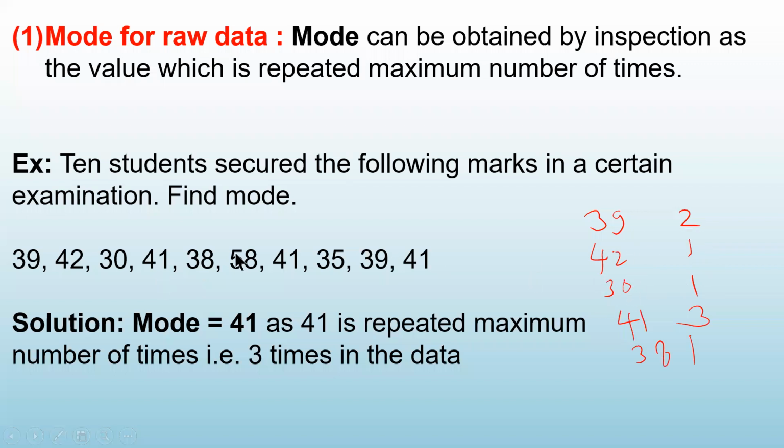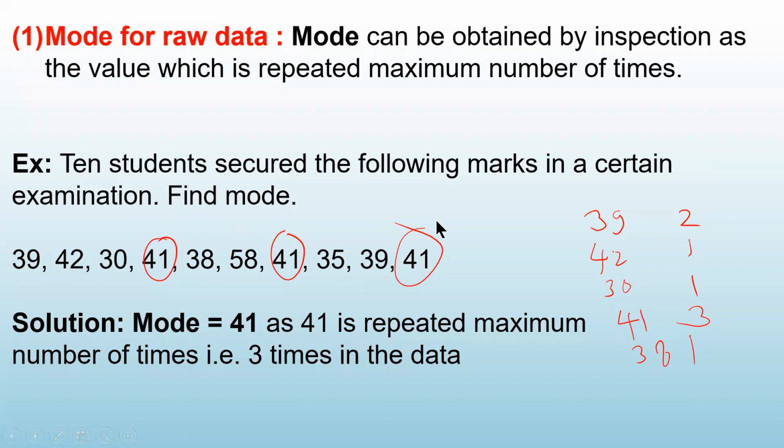So which is the number repeated maximum number of times? It is 41. It is repeated 3 times, which is the highest. So mode for this data is 41. As 41 is repeated maximum number of times, that is 3 times in the data. बाकी सब एक या दो ही बार रिपीट हो रहे थे, 41 3 बार रिपीट हो रहे थे, तो सबसे ज्यादा. That is why mode is 41.